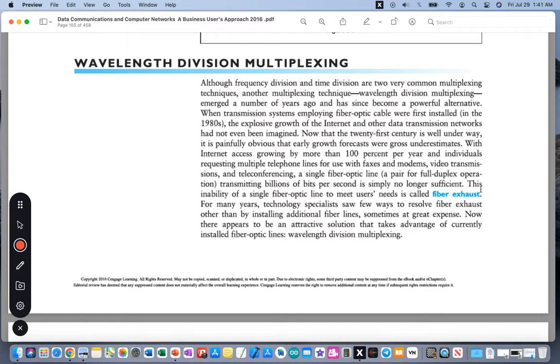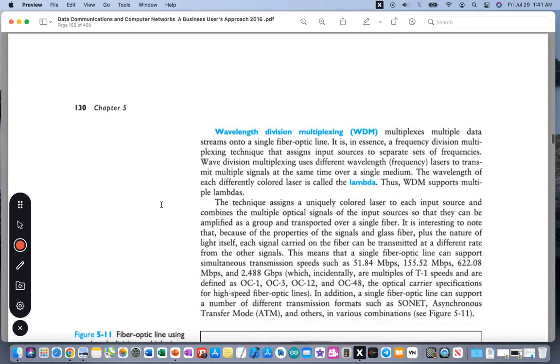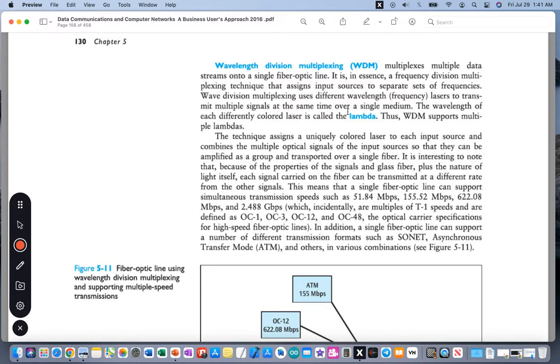Wavelength division multiplexing. And we have something called fiber exhaust, a new term. Wavelength division multiplexing, WDM, multiplexes multiple data streams into a single fiber optic line. So multiple streams into a single fiber optic line. It is, in a sense, a frequency division multiplexing technique that assigns input sources to separate sets of frequencies.